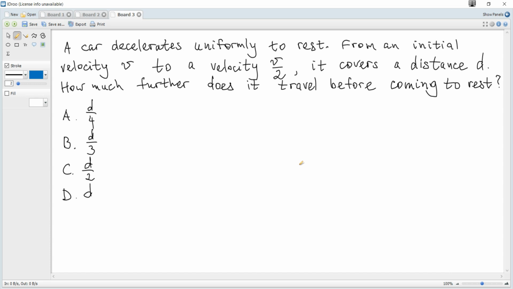A car decelerates uniformly to rest. From an initial velocity v to a velocity v over 2, it covers a distance d. How much further does it travel before coming to rest?